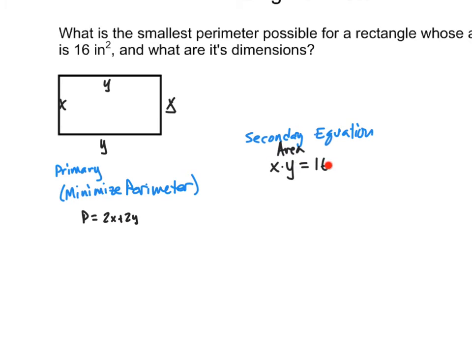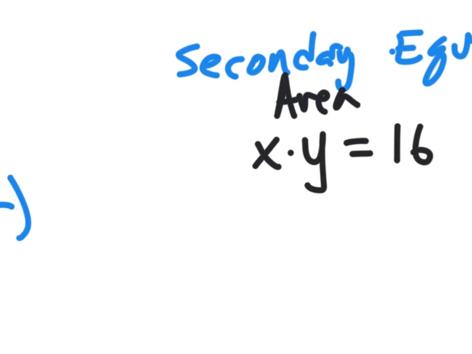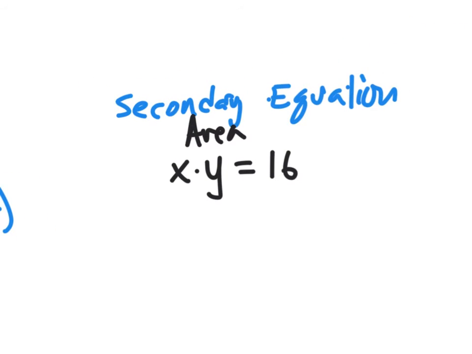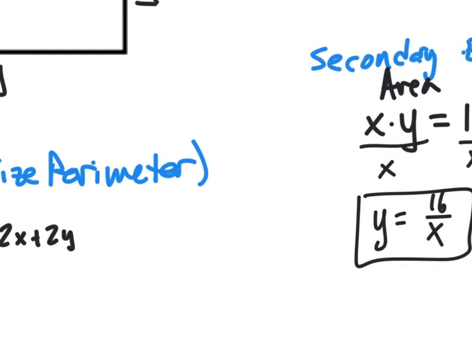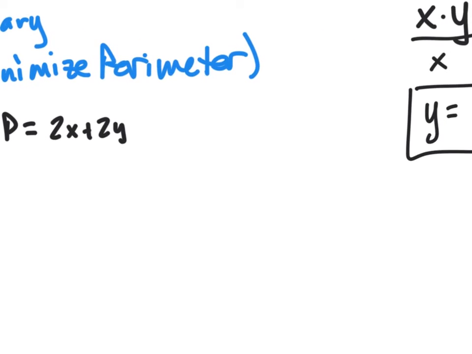And this is where that secondary equation comes in. So what I can do is solve this area equation for either x or for y, and then substitute it into my perimeter equation. Now I'm going to go ahead and solve this equation for y, so I can just use x. I'm going to divide both sides by x and solve for y, so I get y is equal to 16 over x. Okay, so I can now take this and substitute it in for y over here.